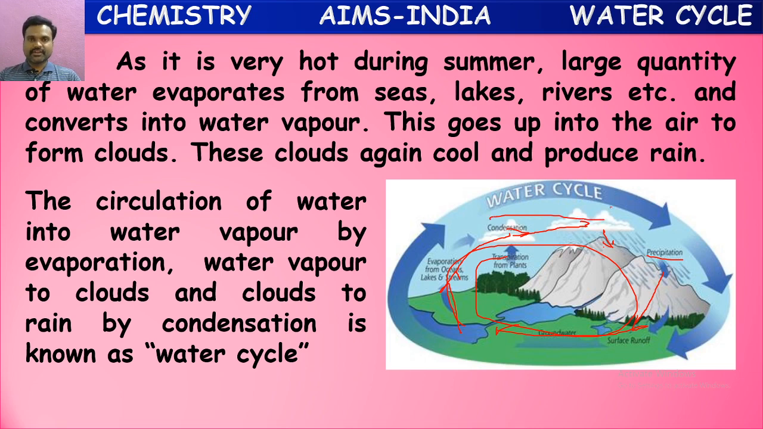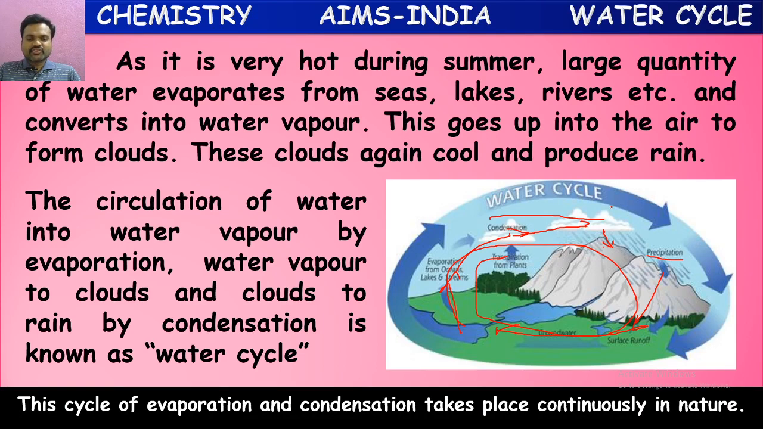That's the meaning of water cycle. It does not mean the cycle which moves with water. It means the continuous circulation of water from one form to another form because of the climatic changes, atmospheric conditions. That is evaporation, condensation, precipitation, reaching the oceans, again evaporation. These all together are called water cycle. Okay, children?